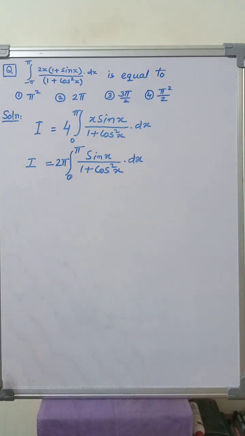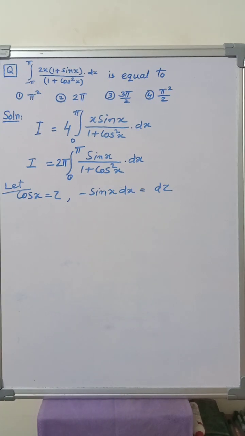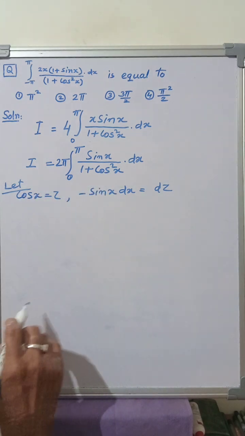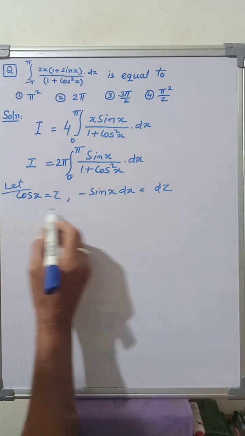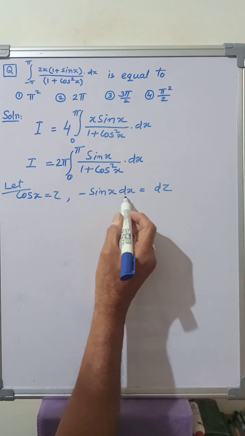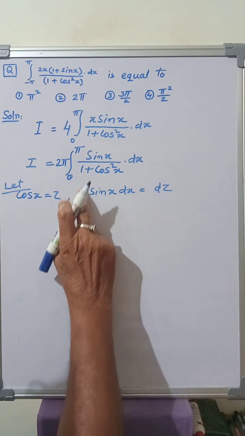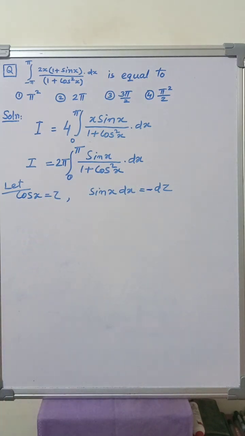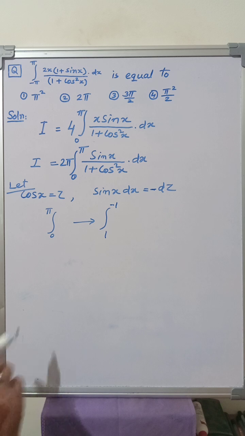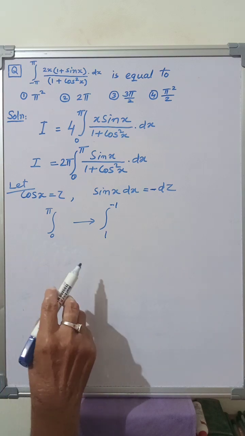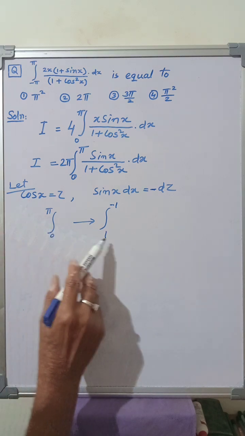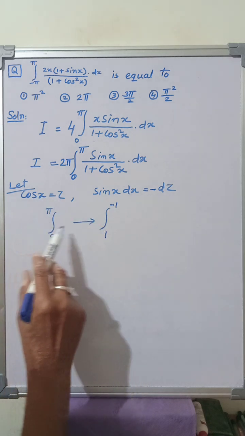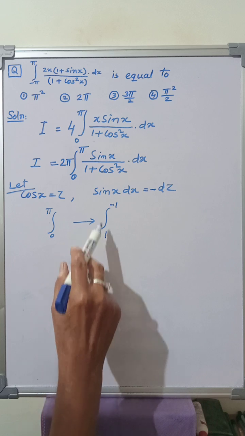Now let us evaluate this integral. Let us put cos x is equal to z. Then differentiating we get minus sin x dx is equal to dz. Therefore sin x dx is equal to minus dz. Now the limits of integration change like this. Cos 0 is equal to 1 and cos pi is equal to minus 1. Therefore from 0 to pi this changes to plus 1 to minus 1.